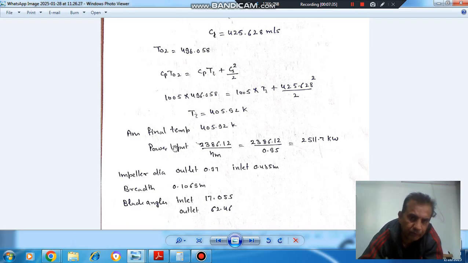This is one of the parts. The next part is power input, which is the power required divided by mechanical efficiency. And the impeller diameter we have calculated at outlet is 0.97 and at inlet is 0.485. The breadth we have calculated, and the blade angles as well.